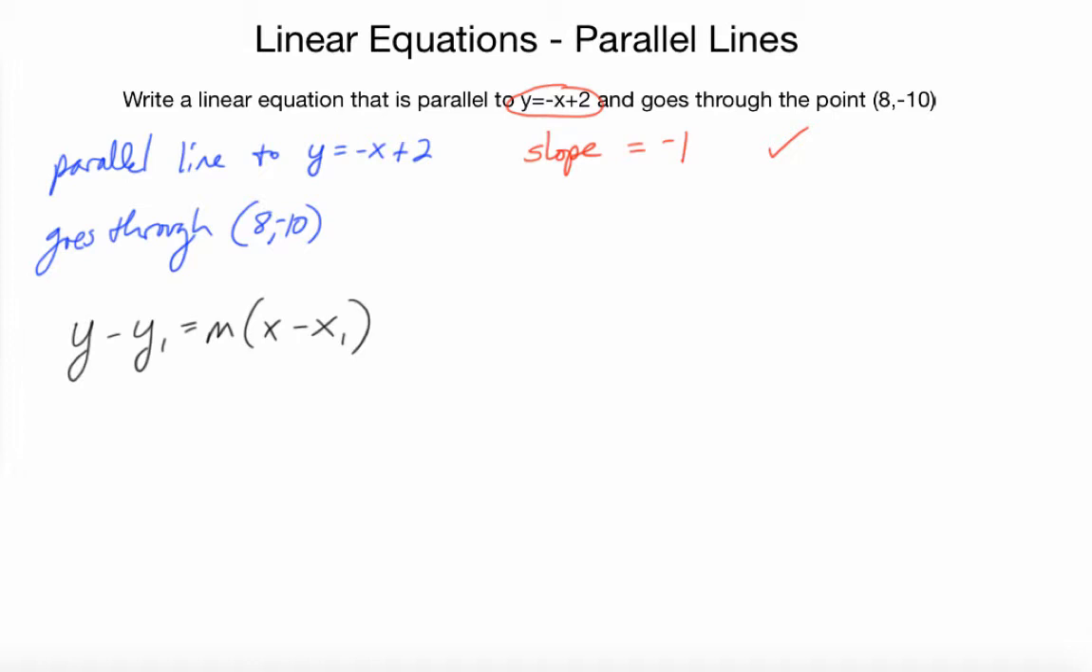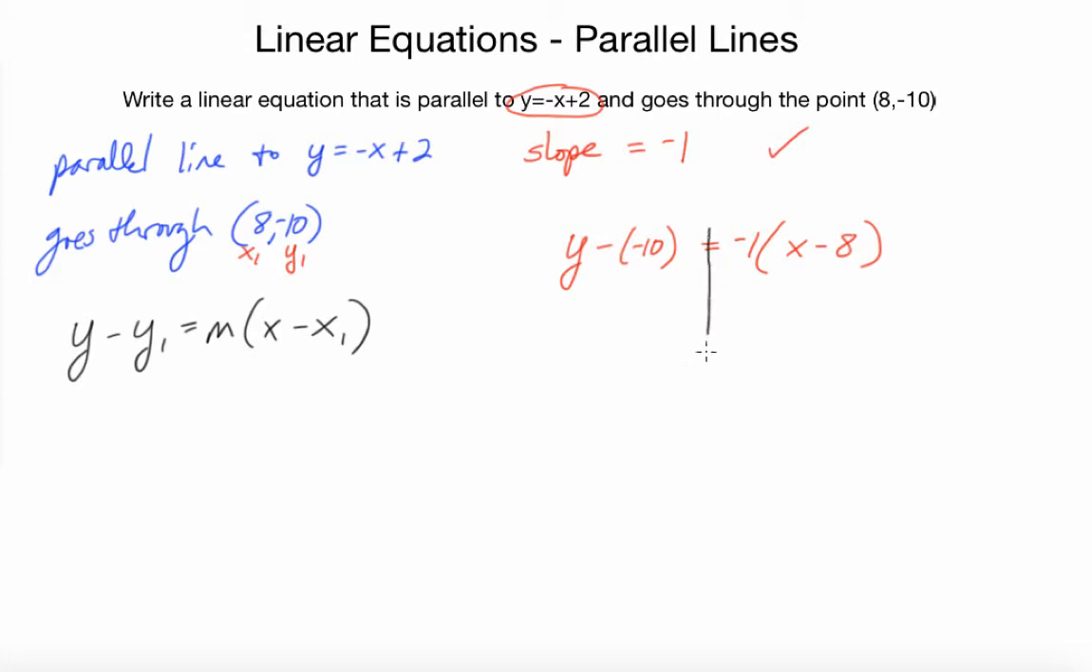If you know a point, if you know the slope, it's the easiest way to get to an equation. So here in this case, my x1 value is a specific point, so I'm going to put 8 in for x1. My y1 value is negative 10. I'm going to put that in for y1. I know my slope, so my equation is going to be y minus negative 10 equals a slope of negative 1 times x minus 8. There's my x1 value.